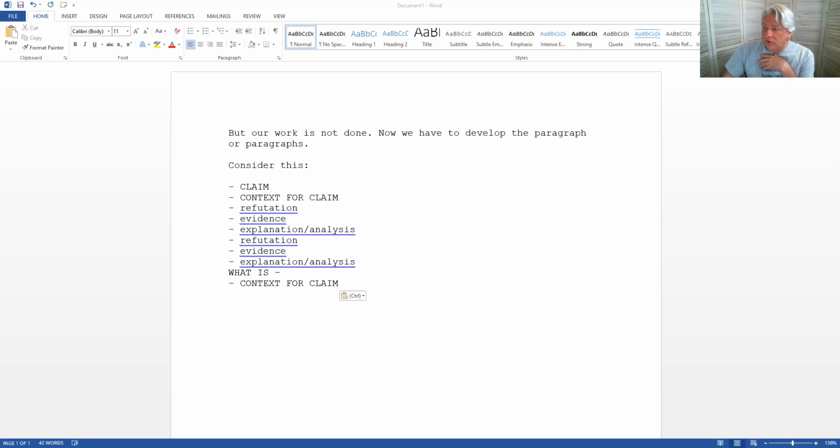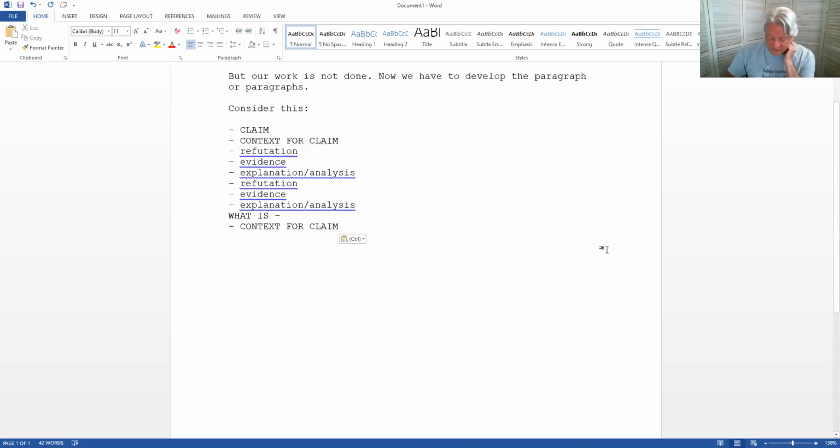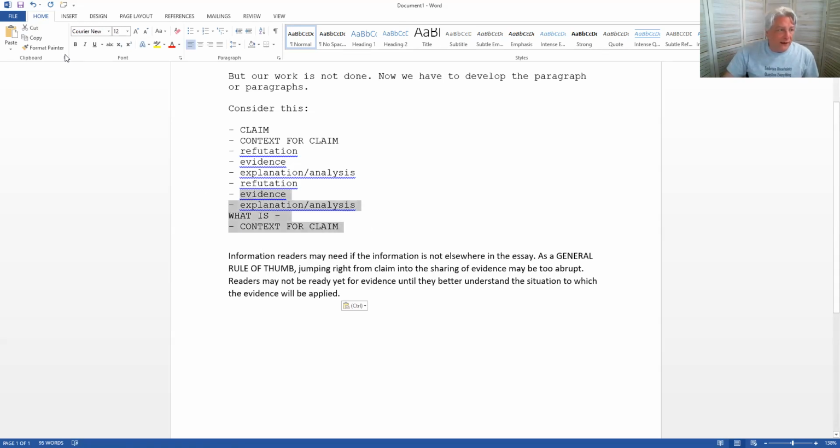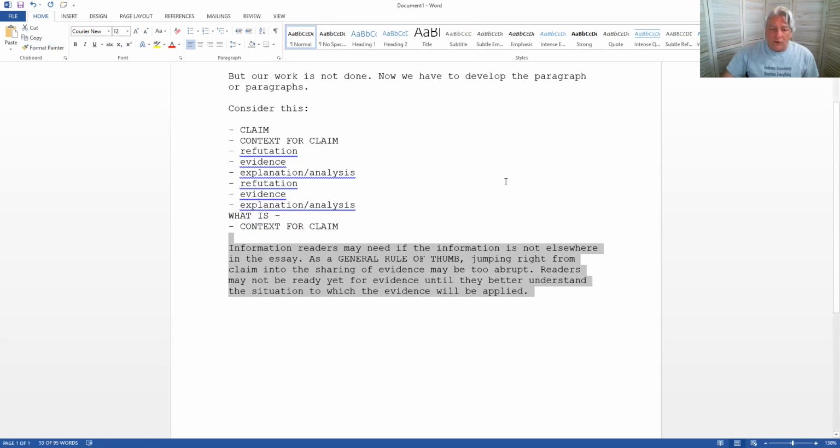What is context for the claim? That might be the part that is the most confusing in this list of my structure and my chain. This is the microcosm chain. That's part of the macrocosm of chain links for the whole essay, right? So, information readers may need if the information is not elsewhere in the essay. You might not have delivered all of the context. In fact, it's often a good idea to spread out your context. Otherwise, your introduction is huge, right? Especially if you're writing about relatively complex things.